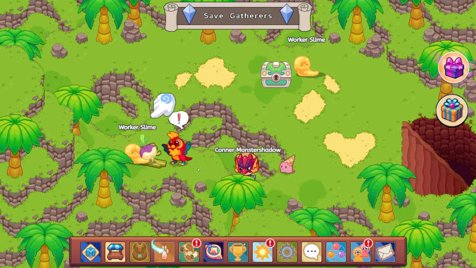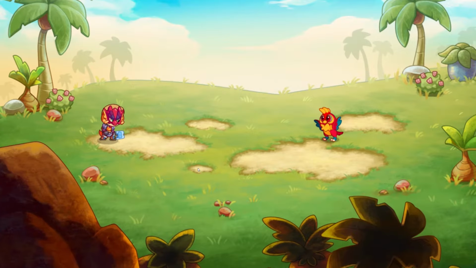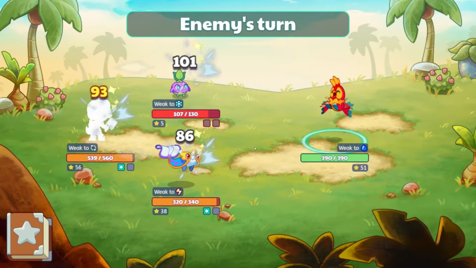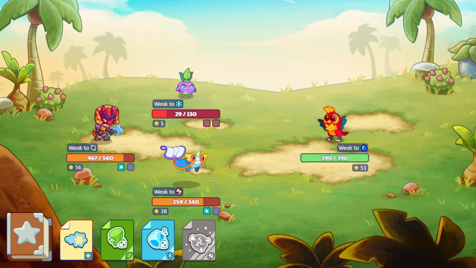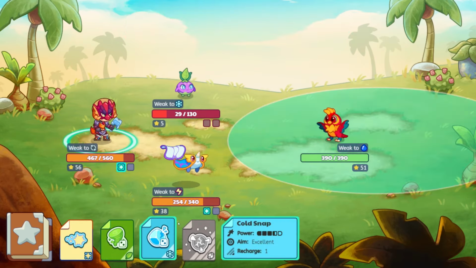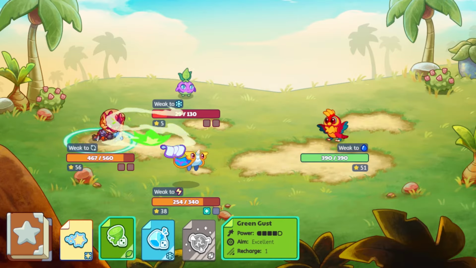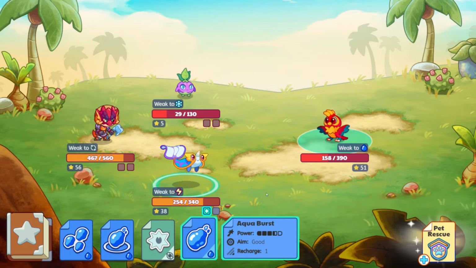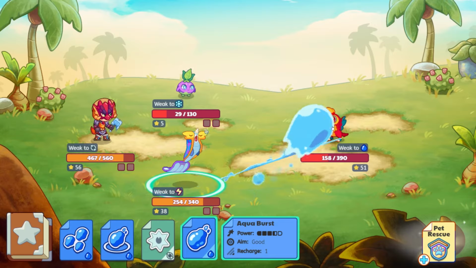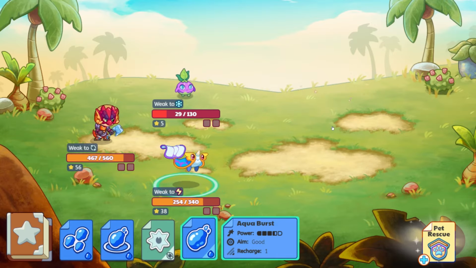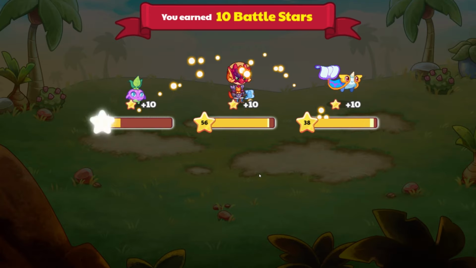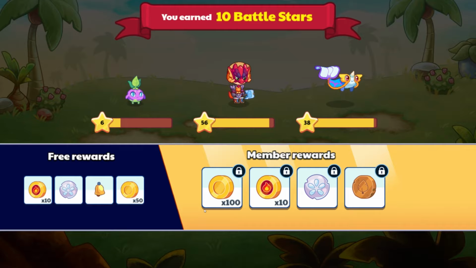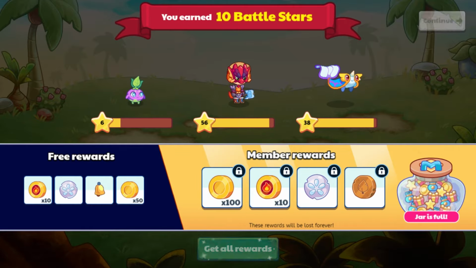All right, we have to wrestle with this ashlet. Boom. Let's do that. Green Gust. It hits. And if Aquaburst hits, then this is over with. It does. Awesome, awesome. All right, 10 battle stars. We have a bell. Nice, let's continue onward.